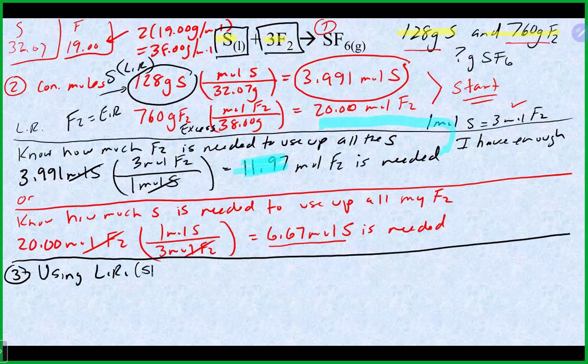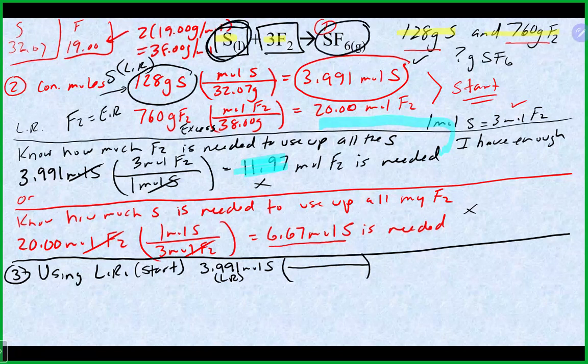And we want to make sure that we are also using the starting amount of our limiting reagent. So nothing to do with these calculations at this point, whichever one you chose. You probably don't have to do too much with those calculations other than use those to figure out your limiting reagent. You now want to go back to your limiting reagent and our starting amount, which is my 3.991 moles of sulfur, which is my limiting reagent.